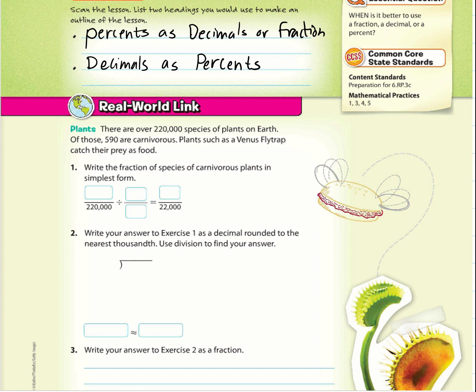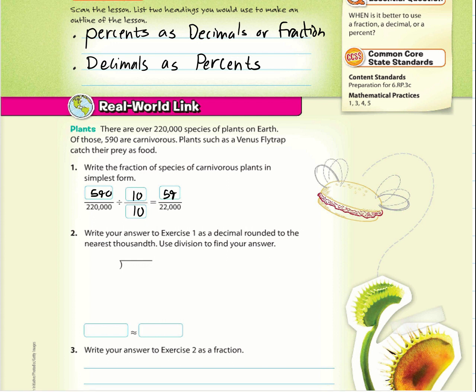So the real world link. There are 220,000 species of plants on Earth. Of those, 590 are carnivorous. Plants such as Venus flytrap catch their prey as food. Write the fraction of species of carnivorous plants in simplest form. So out of the 220,000 total, we have 590. And if we simplify that, we have 59 over 22,000.